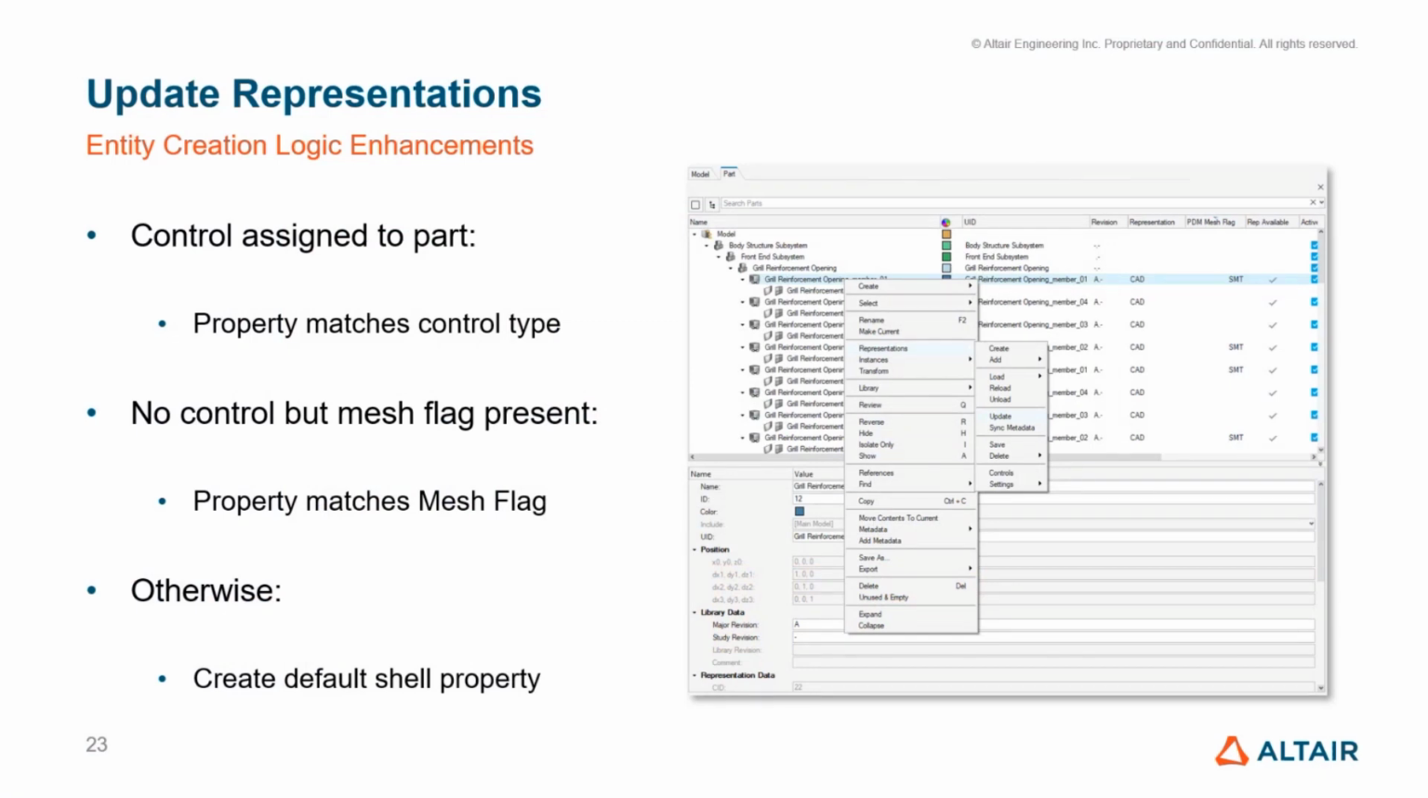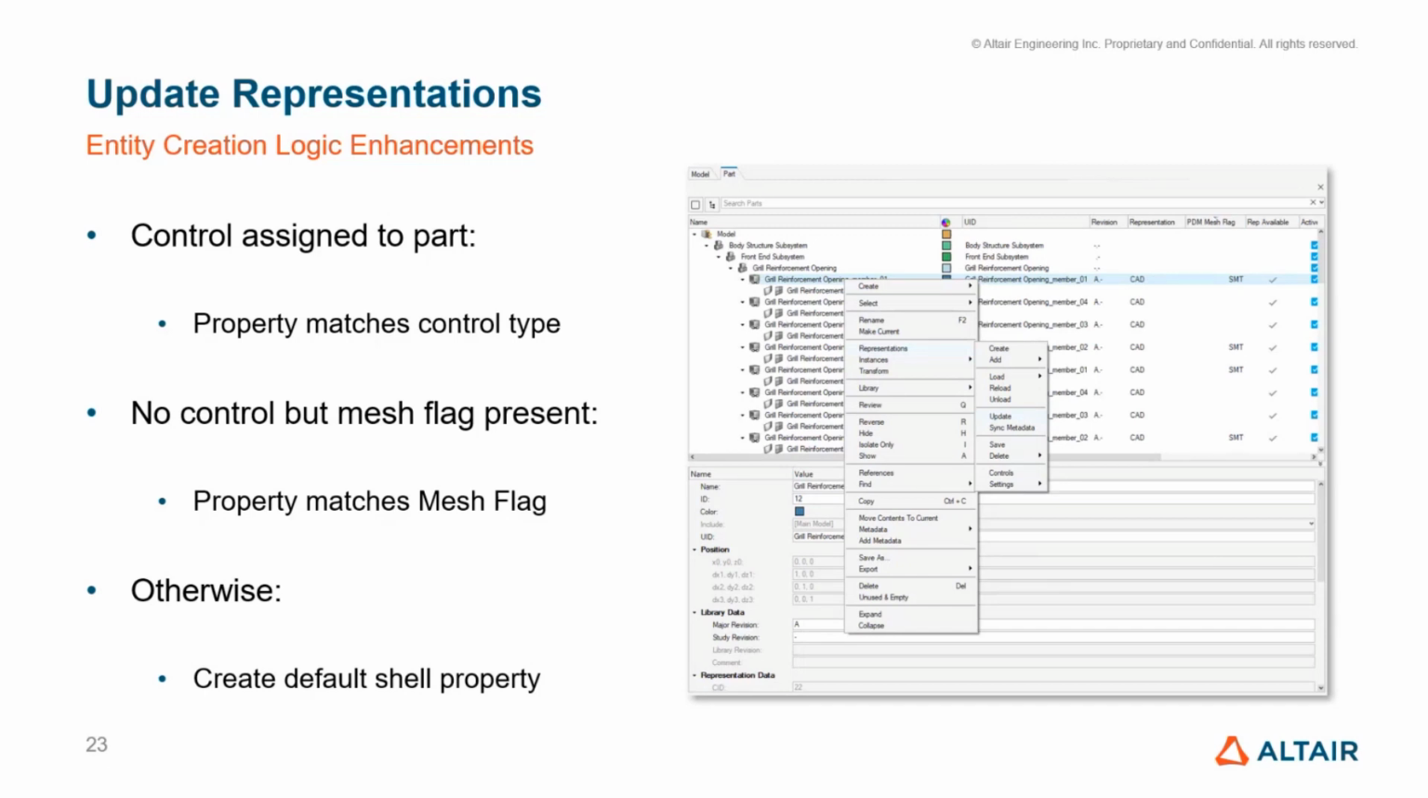Since the PDM mesh flag is no longer dictating the element type that a mesh representation should contain, the logic behind rep update has also been updated. If a control is assigned to a representation, which means that the representation's name matches the name of an existing rep control, then when you click on rep update, a property will be assigned to the part based on the control's type. For example, let's say you have a tetra rep control named tetra mesh, and you also have a representation saved with the same name. In that case, when you click on rep update, you're going to get a solid card image due to the control's type.